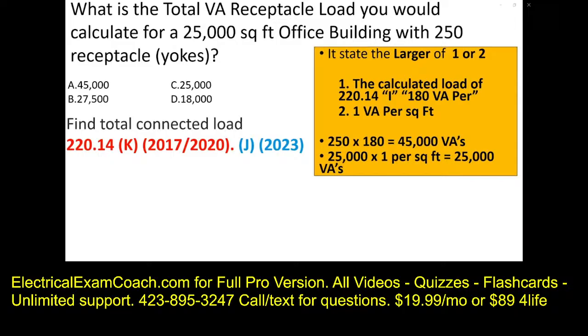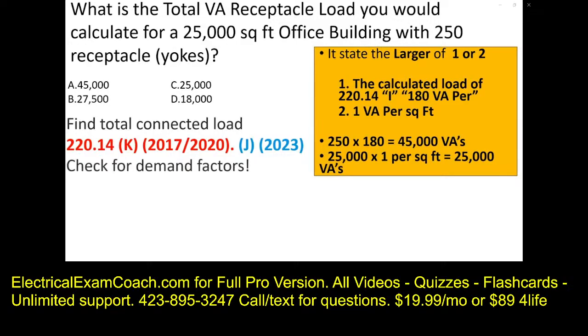Part 1 says that you must calculate it at 180 VAs per yoke, like we learned before. And Part 2 says you must calculate it at 1 VA per square foot. Let's do our first one. We have 250 receptacles multiplied by 180 VAs each. That gives us 45,000 VAs before demand factors. Part 2 says we need to take it at 1 VA per square foot. So we take 25,000 square feet multiplied by 1. That equals 25,000 VAs. That portion of the calculation we're done, but that first part, there is a demand factor that applies to it.